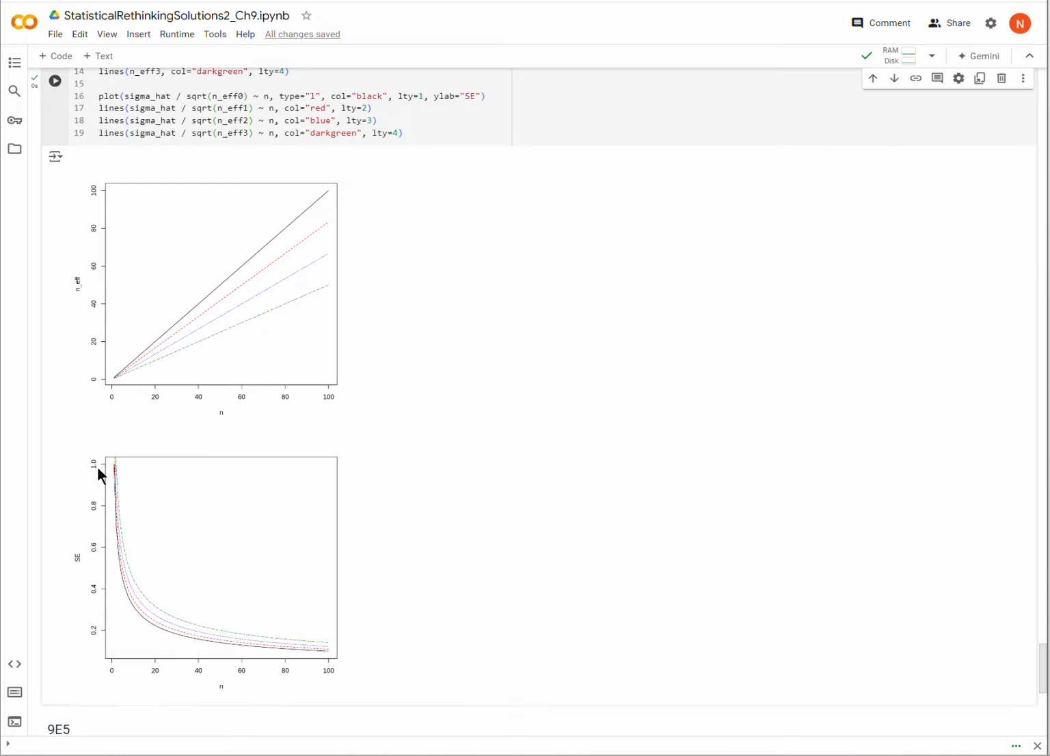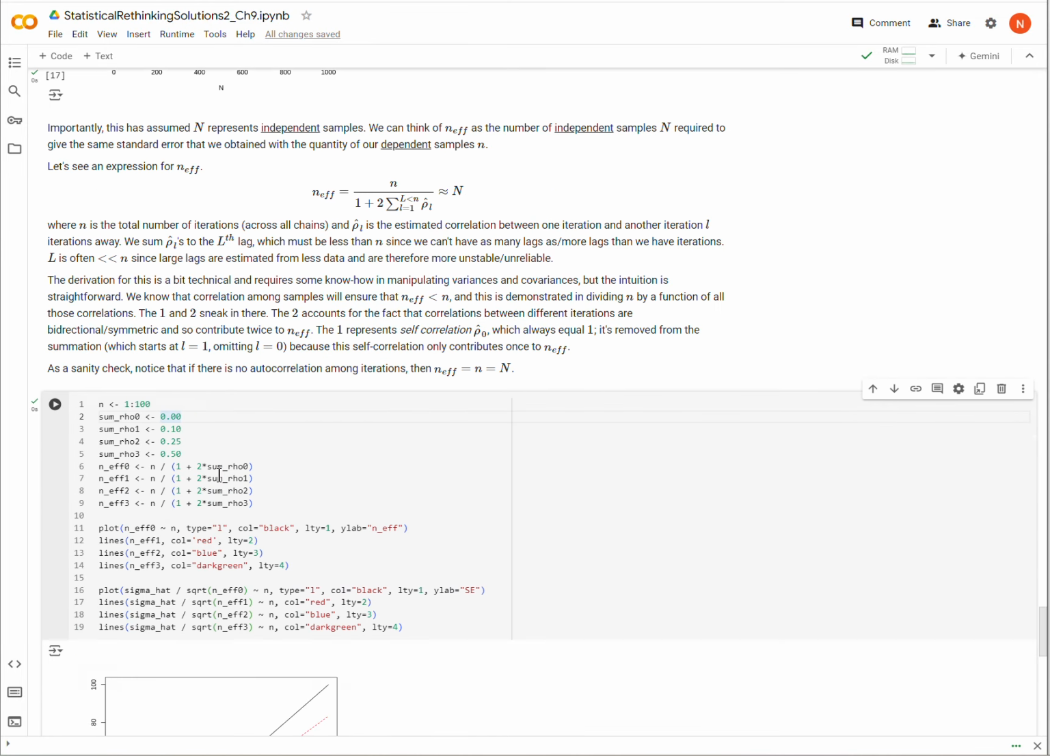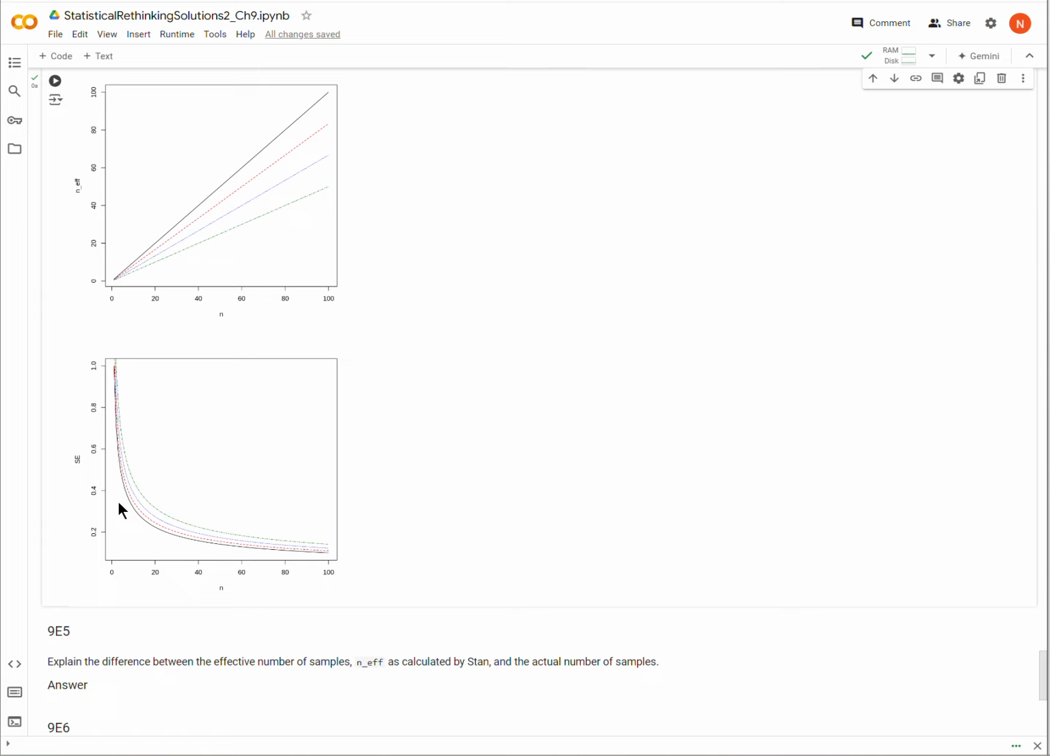And now similarly with the standard error here, the standard error is showing how quickly our estimate converges to the true value. The best we can do is independent samples, and that's given by the black line, which we already saw up here. As the correlation among samples increases, we get slower and slower convergence of the standard error to zero, or another way to say that is we get slower and slower convergence of our estimated parameter value to the actual parameter value.